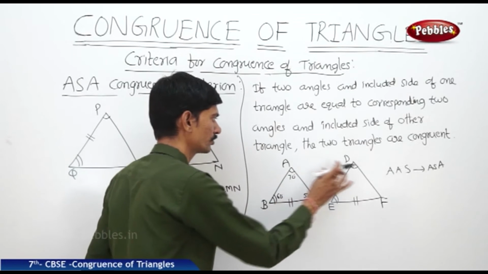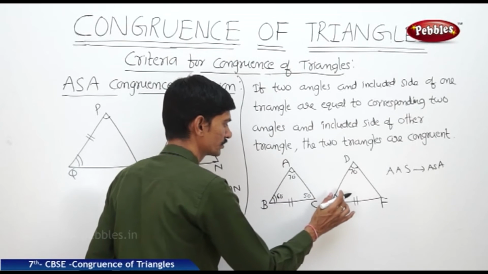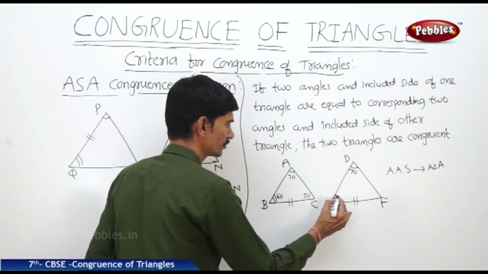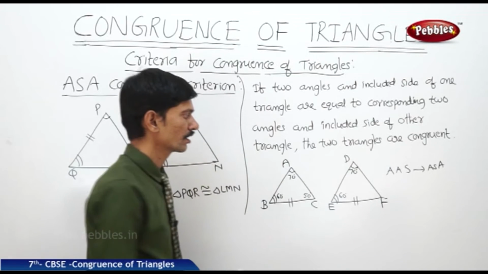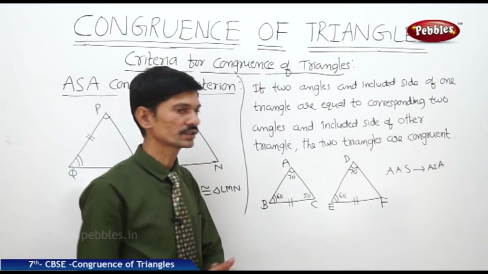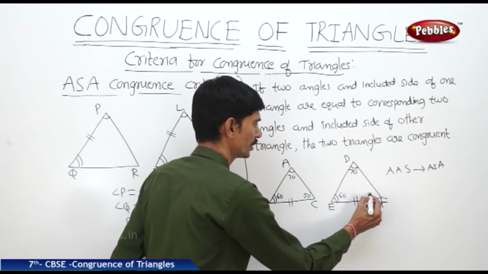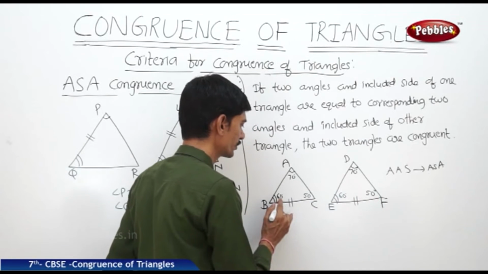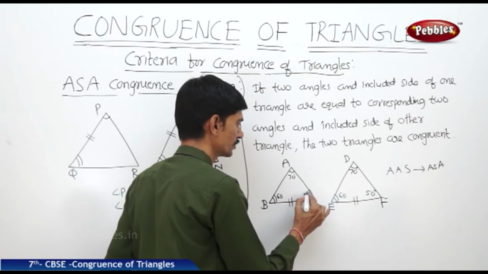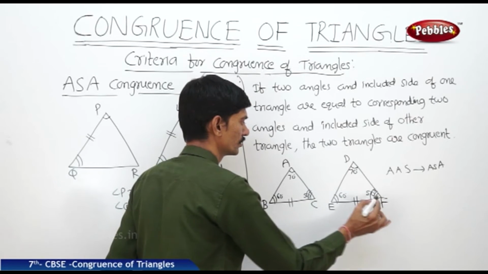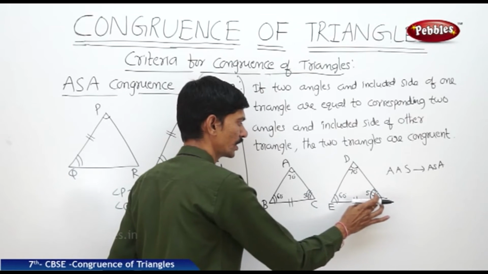So here also angle A equals angle D, so this is also 70 degrees. And angle B equals angle E, so this is also 60 degrees. Then let us find the third angle in the second triangle. Now 70 plus 60 is 130, and 180 minus 130 is 50 degrees. Now let us observe angle C and angle F. These two are equal.